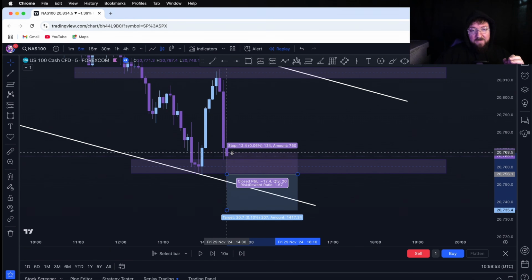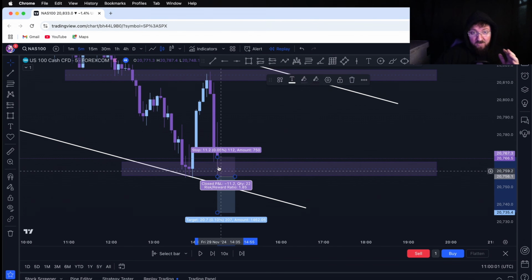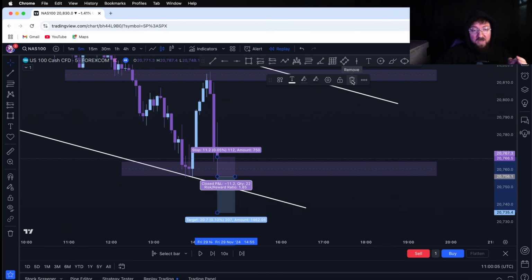Entered on the break, boom, you get stopped out because price pretty much instantly comes back up. So what would I do in this situation, knowing that I just got stopped out? Let me tell you what I do, because my rules are 2 losses a day. That's it. If I lose twice in one day, I'm absolutely done. But if I win once and I get a 1 to 3 minimum, I'm also done.